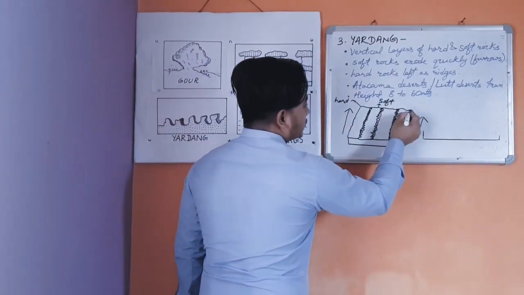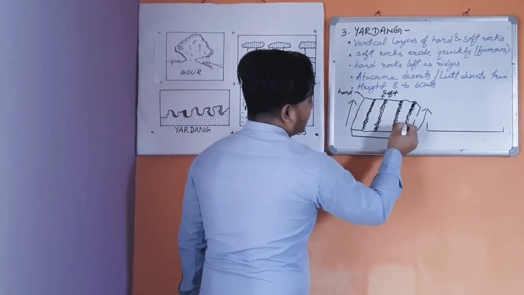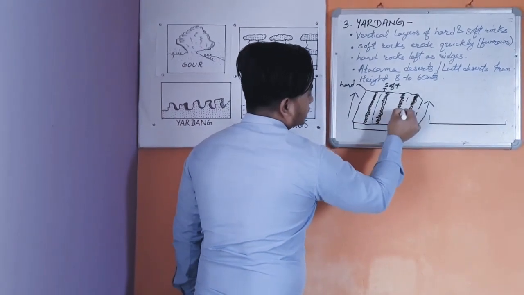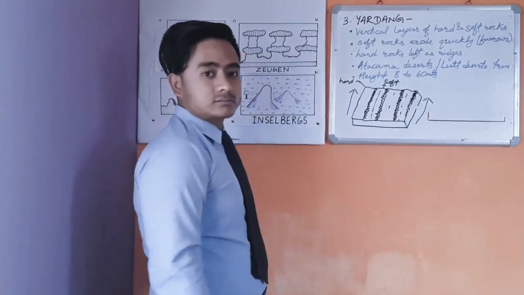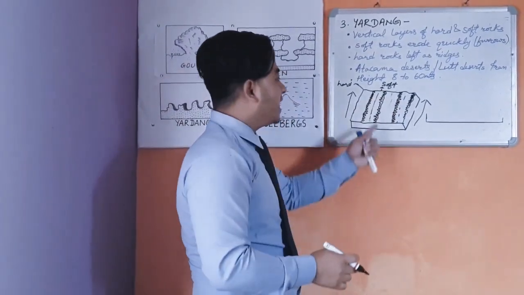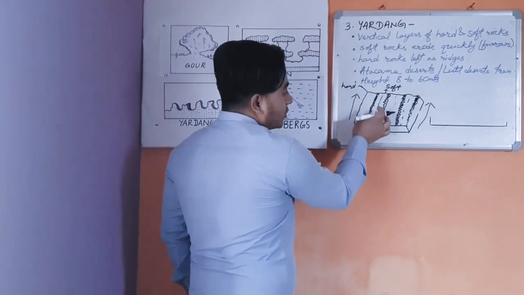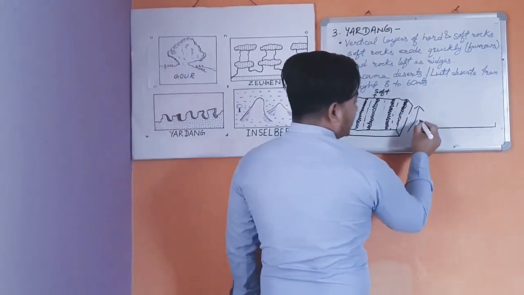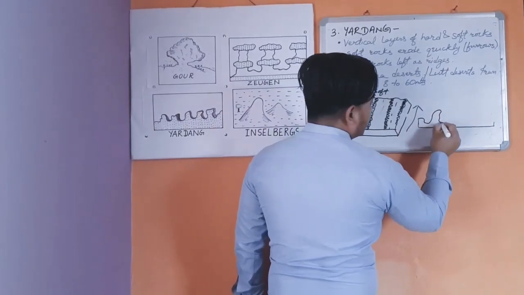So when this softer rock erodes, it creates furrows, and the harder rocks are left behind as ridges. Now when the rate of erosion is active in these areas, it produces a landform somewhat like this.